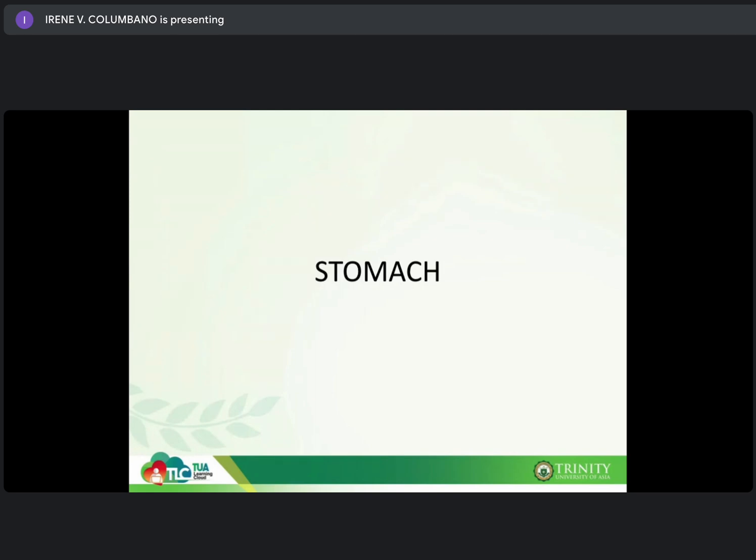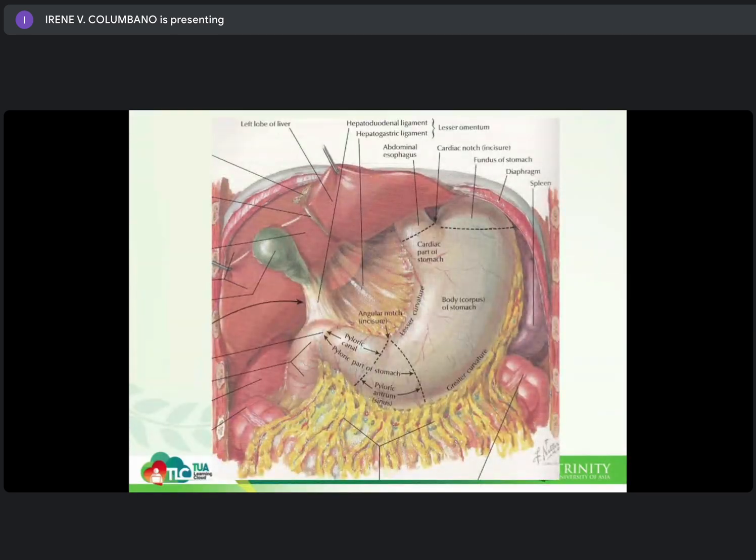Next, this hollow organ, the stomach. So, pagdating ng food natin, papunta sa esophagus, papunta na yan sa stomach. So, saang region ng abdomen located ang stomach? Anong region ng abdomen? Nasaan ba yung stomach na yun? Nasa hypochondriac region, umbilical region, hypogastric region, iliac region ba siya? Saan?